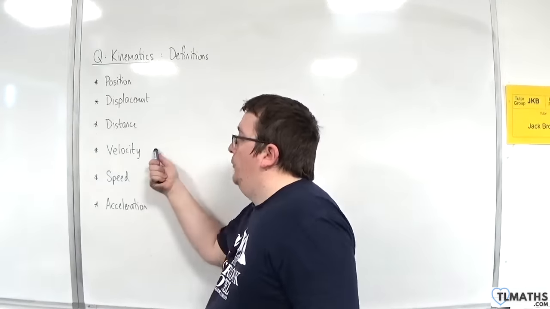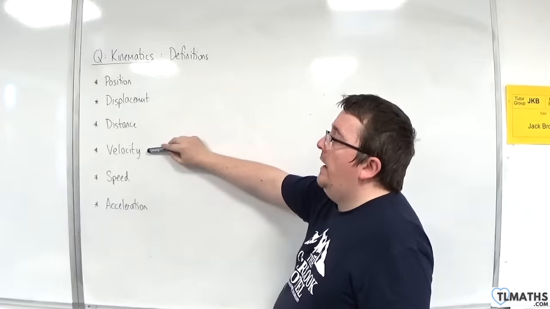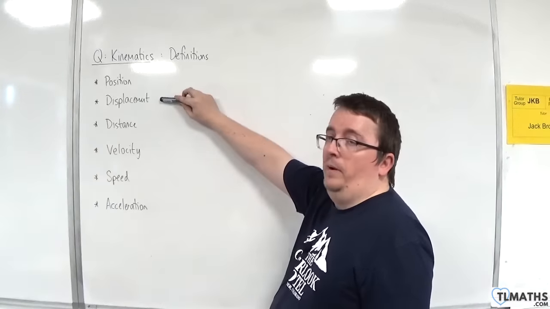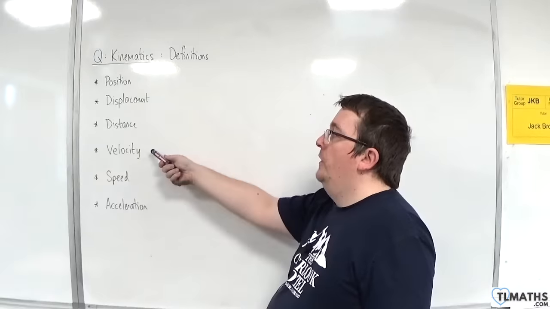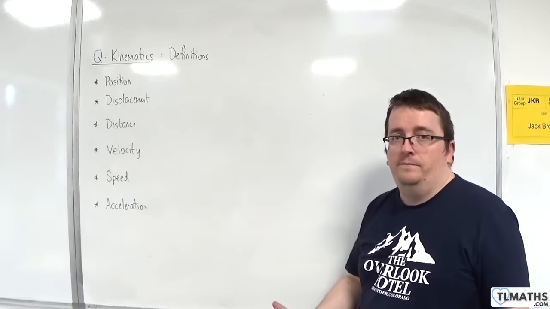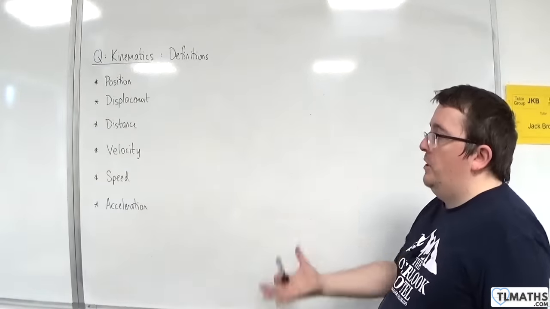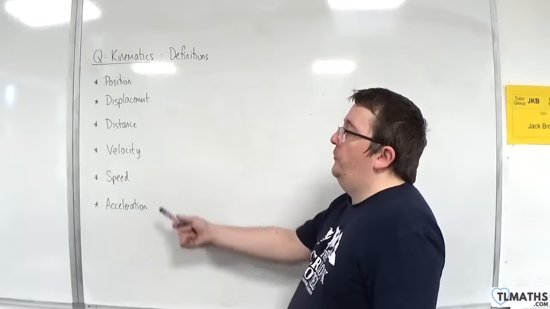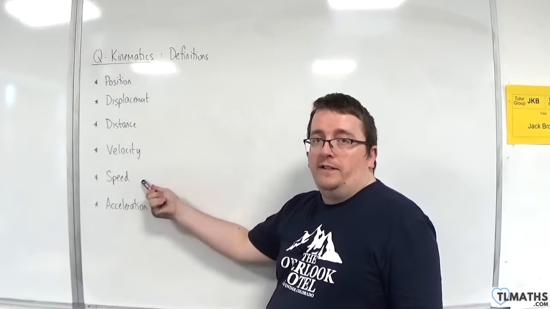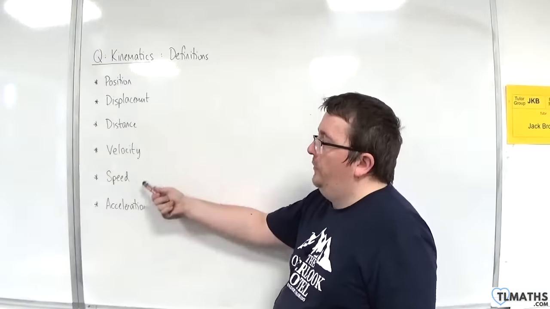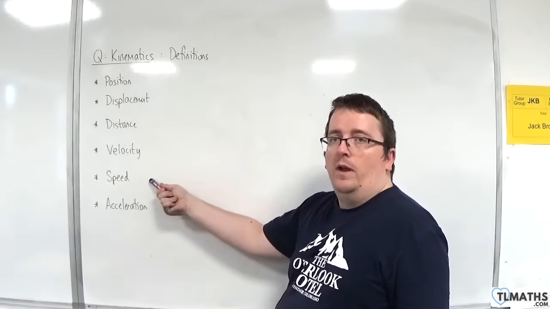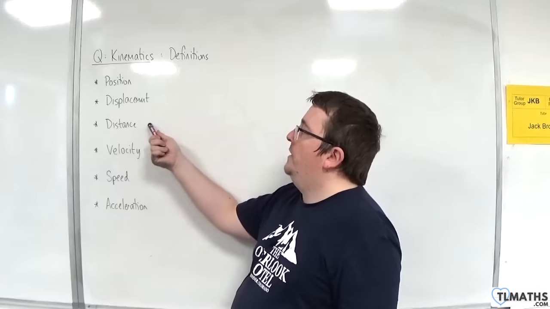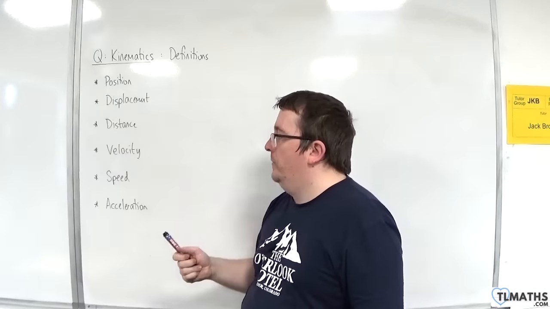Then, velocity. Velocity is the change in displacement over time. Velocity itself is a vector and is measured in meters per second. Speed is the magnitude of velocity. So if you have the velocity as a 2D vector, you can work out the speed by working out the length of the vector, just like you work out the distance from displacement.